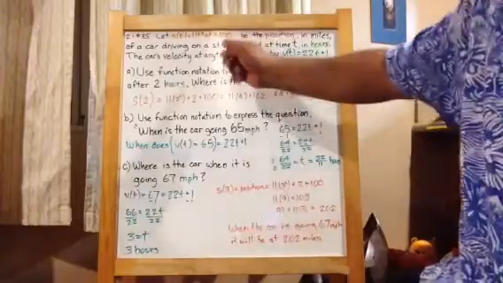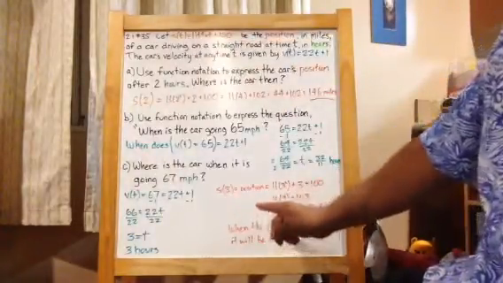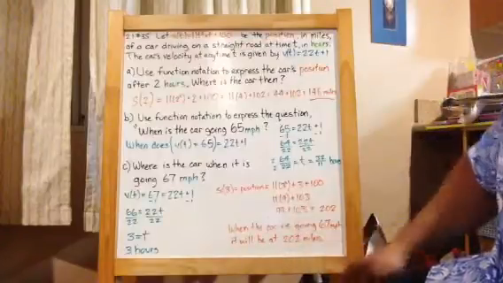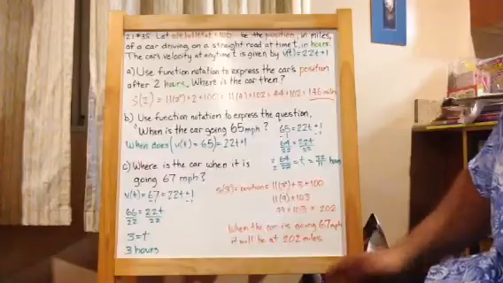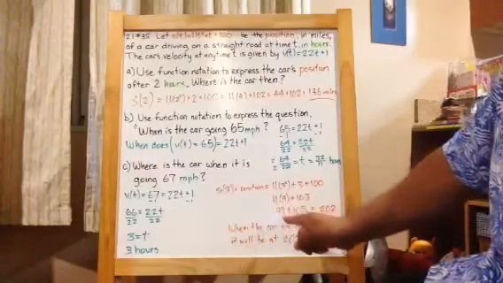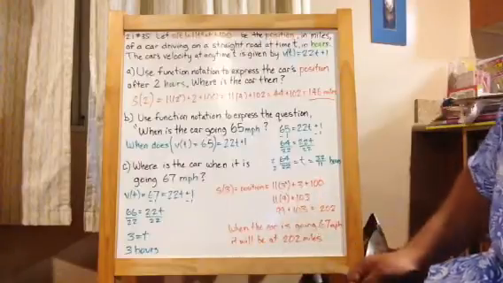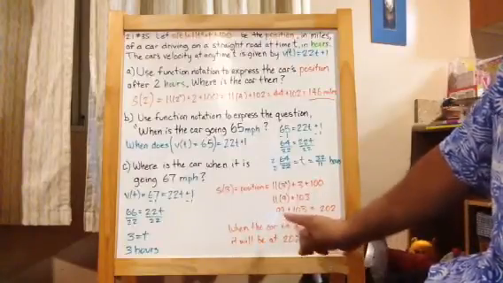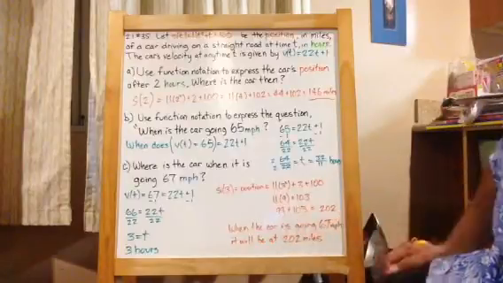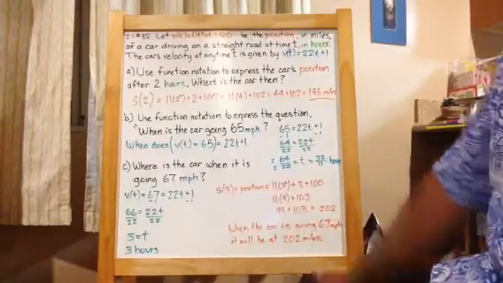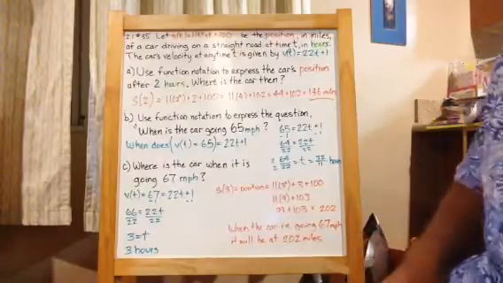Well, we have t is 3. We're going to plug 3 into s of t to find our position. So we have 11 times 3 squared plus 3 plus 100. That equals 11 times 9, which is 3 squared, plus 103, which is 3 plus 100. To take it further, 11 times 9 is 99, plus 103 equals 202. So now we know when the car is going 67 miles per hour, it will be at 202 miles.